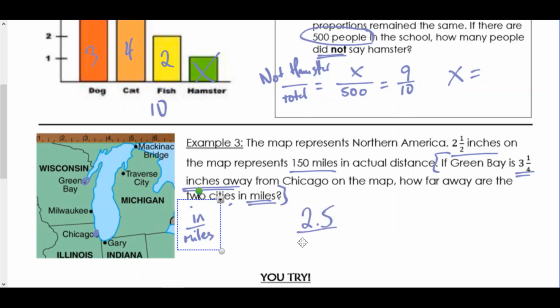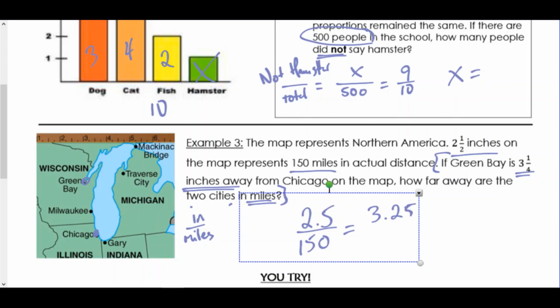2.5 inches represents 150 miles. How many miles does 3¼ inches represent? We don't know the number of miles that matches up with that, but we know that inches are represented on top and miles are represented on the bottom. We need to find that number of miles.